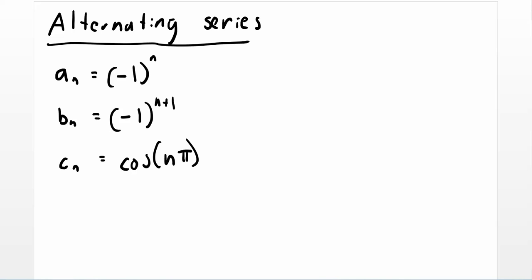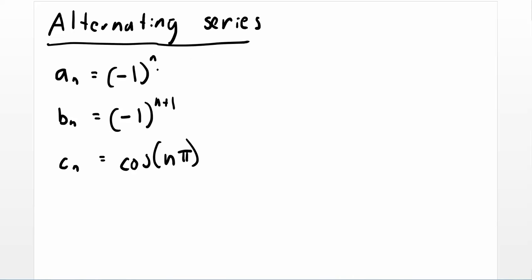Okay, now we'll talk about alternating series and absolute and conditional convergence. So let's start by looking at these three sequences first. These are not series, these are sequences. Let's write out a couple terms of these things.